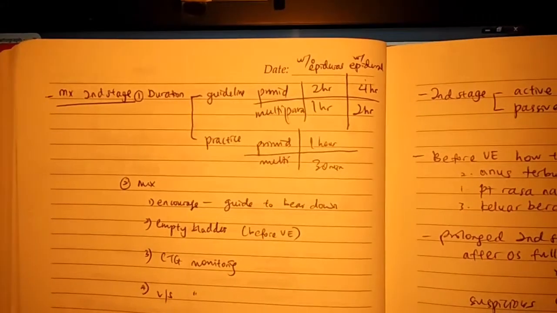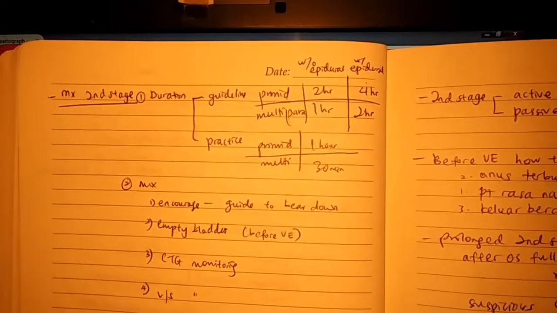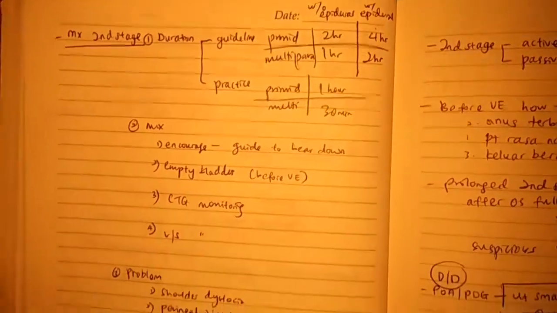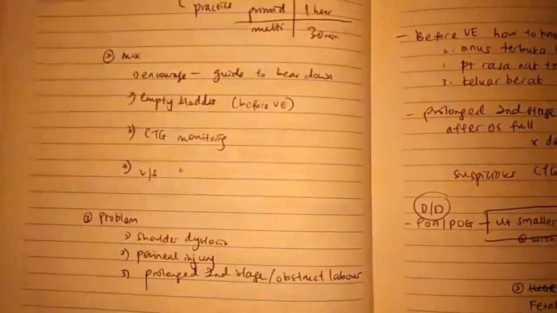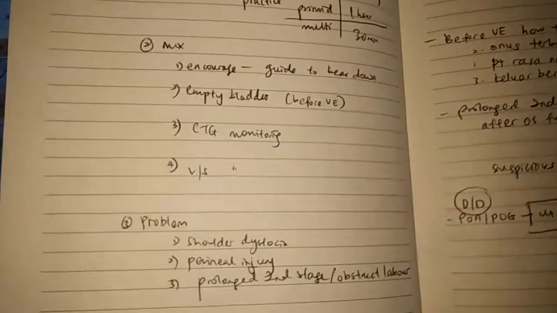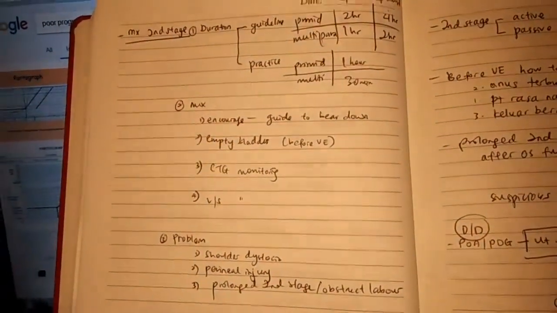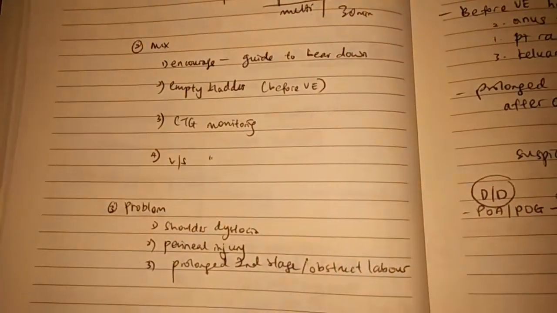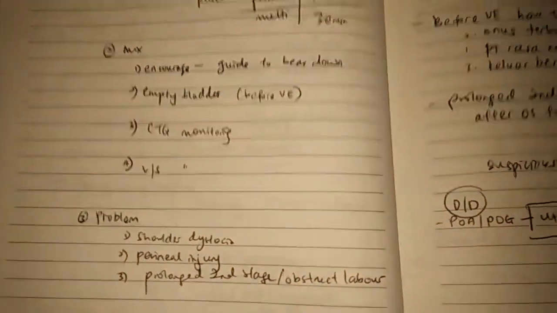If multigravida, without epidural, 1 hour maximum. With epidural, 2 hours maximum. Management during the second stage. First, encourage and guide to bear down. Empty the bladder before VE. CTG monitoring and vital sign monitoring.